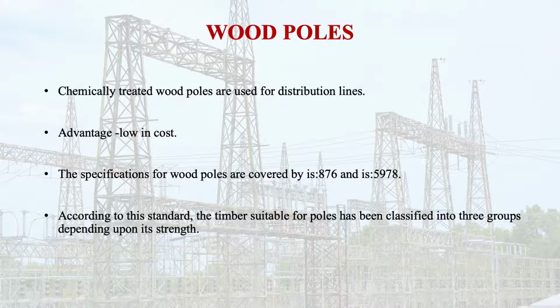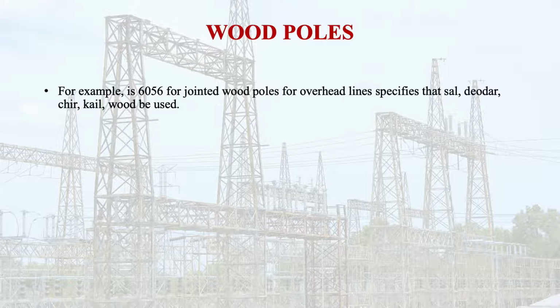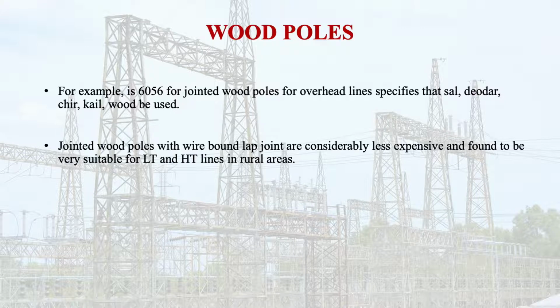According to these standards, the timber suitable for the pole has been classified into 3 groups depending upon its strength. For example, IS 6056 for jointed wood poles for overhead lines specifies that sal, deodar, chir, and kail would be used. Jointed wood poles with wire bound lap joints are considerably less expensive and found very suitable for LT and HT lines in rural areas.